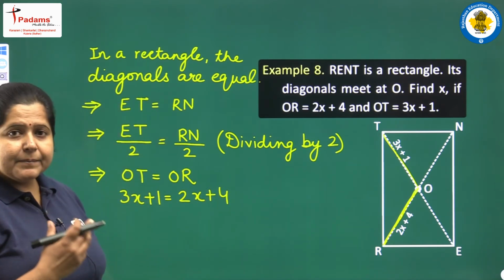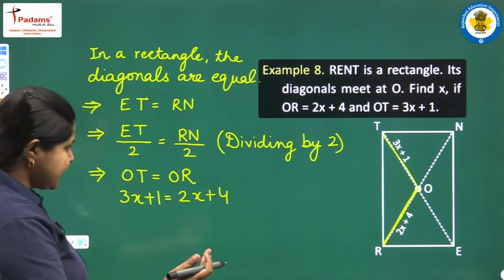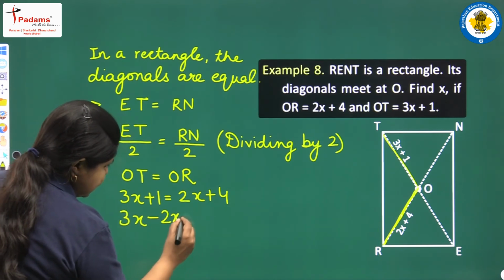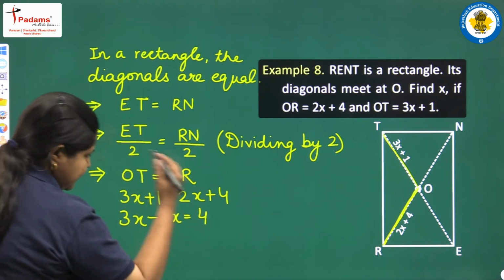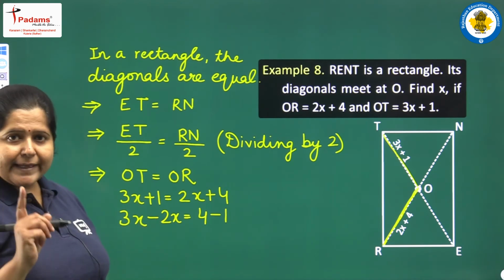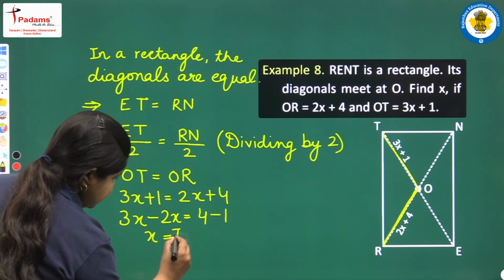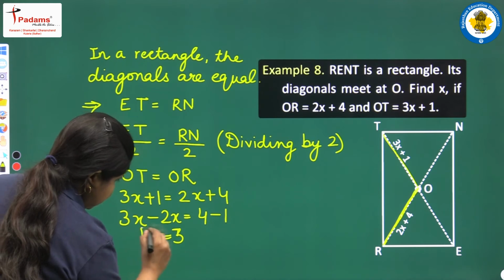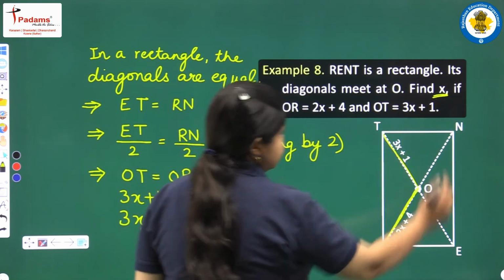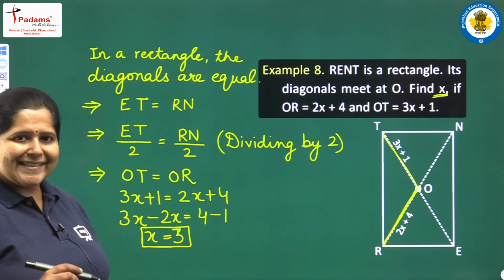Now again we will keep the terms with the variable on one side on the LHS and take the constants to the RHS. 3x is already in LHS, bring this 2x here, it will become minus 2x. 4 is already in RHS, bring this one here, it will become minus 1. Then 3x minus 2x is 1x, and we simply write it as x equal to 4 minus 1, which is equal to 3. This gives us the value of x which was asked. So, here we have applied the property of the diagonals of a rectangle.